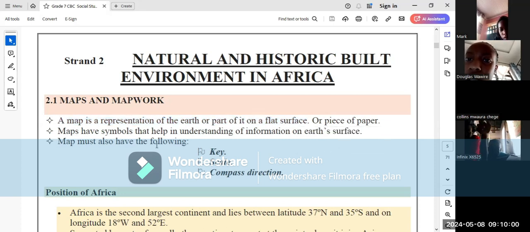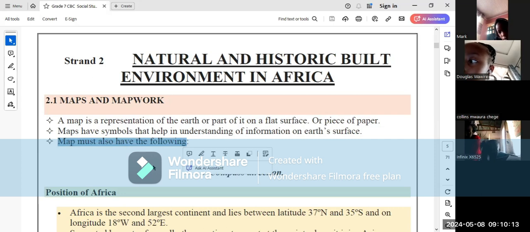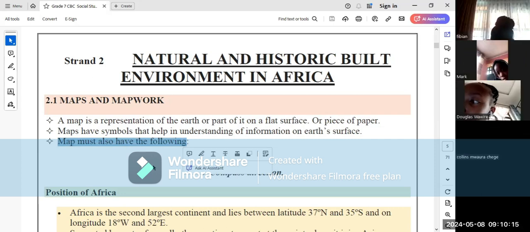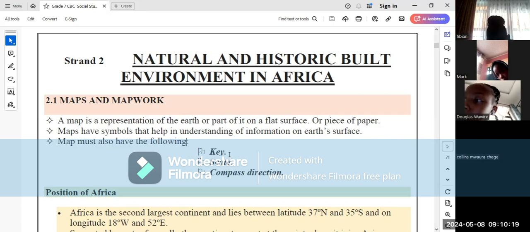Now, this point number 3, where I have highlighted: a map must have the following features. Number 1 feature is the key. Number 2 feature is the scale. And number 3 is the compass direction.